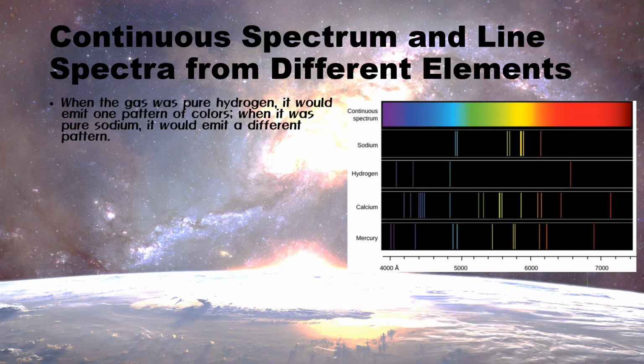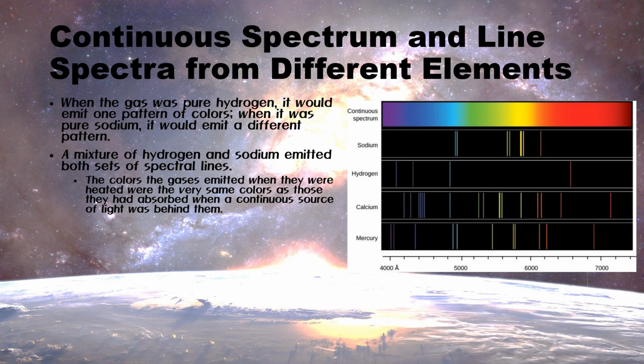When one gas was set to be pure hydrogen, you would get one pattern of colors. When it was pure sodium, you get a different pattern. Now, a mixture of hydrogen and sodium emitted both sets of spectral lines. So the colors of the gases that were emitted were the same as the colors when it was a continuous source of light behind them.